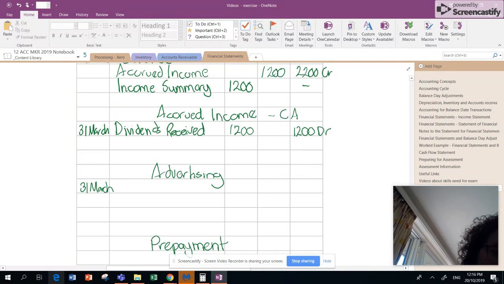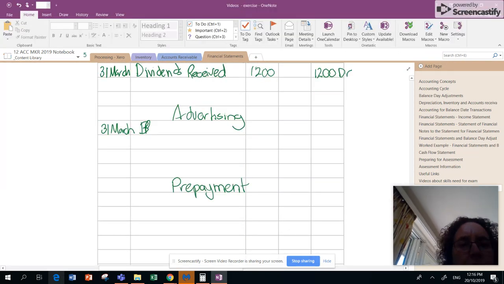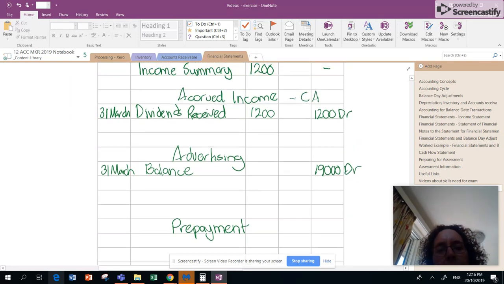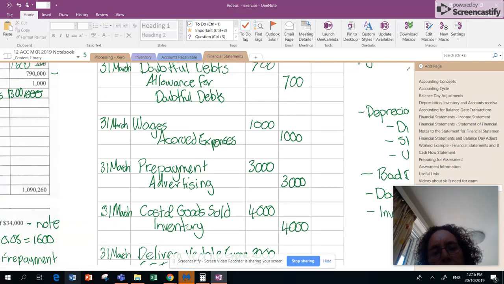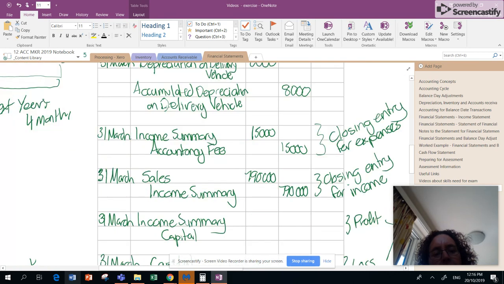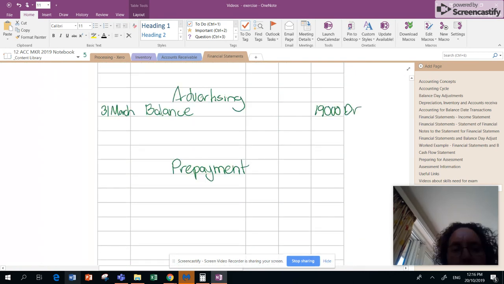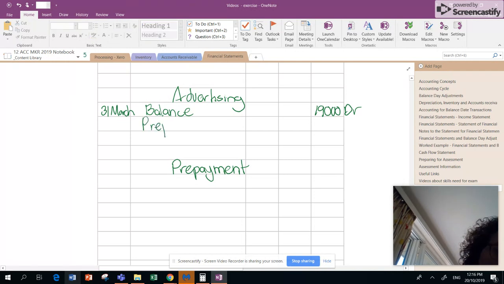Now remember, with your balances, they go right across to the balance column, and that's going to be $19,000, and it's going to be a debit. And we had a balance day adjustment. We know that because we did the prepayment. So it's going to be a credit to advertising because it's going to decrease, because it should be less than $3,000. The particular is prepayment. It's going to be credited by $3,000, so it decreases. So we're going to have $16,000 in advertising.